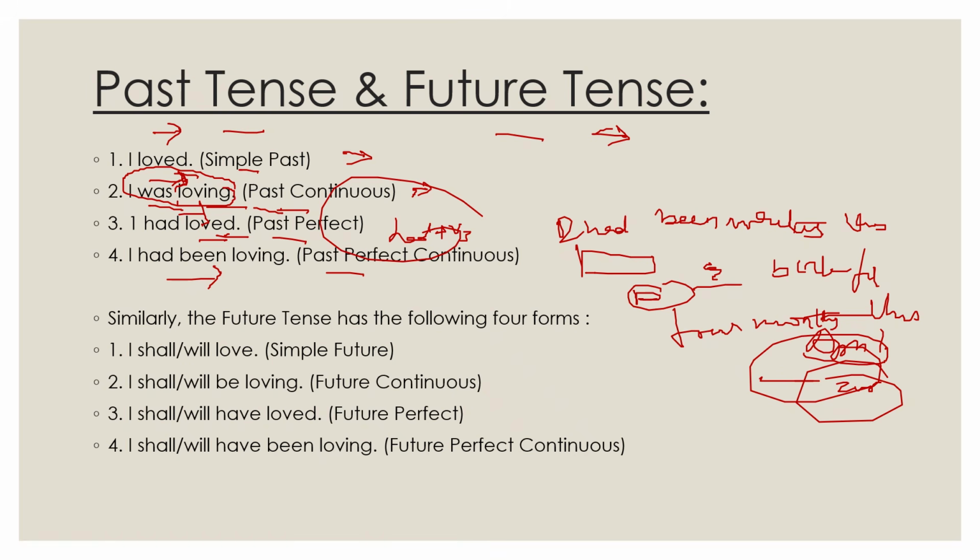Next, similarly, the future tense. Okay, so that is shall or will love in the future. It will happen in the future. I will be loving. Continuous is at some point. So that means at this time tomorrow I will be playing badminton with my friends. That means at this point of time tomorrow some action will be performed. Okay, that is future continuous.